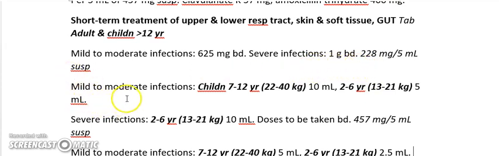And for mild to moderate infections, for children 7 to 12 years old, between 22 to 40 kilograms, it's 10 mils. And for those between 2 to 6 years old, or about 13 to 21 kilograms, it's 5 mils. And for severe infections, in 2 to 6 year olds, it's 10 milliliters. And the doses are to be taken twice a day.